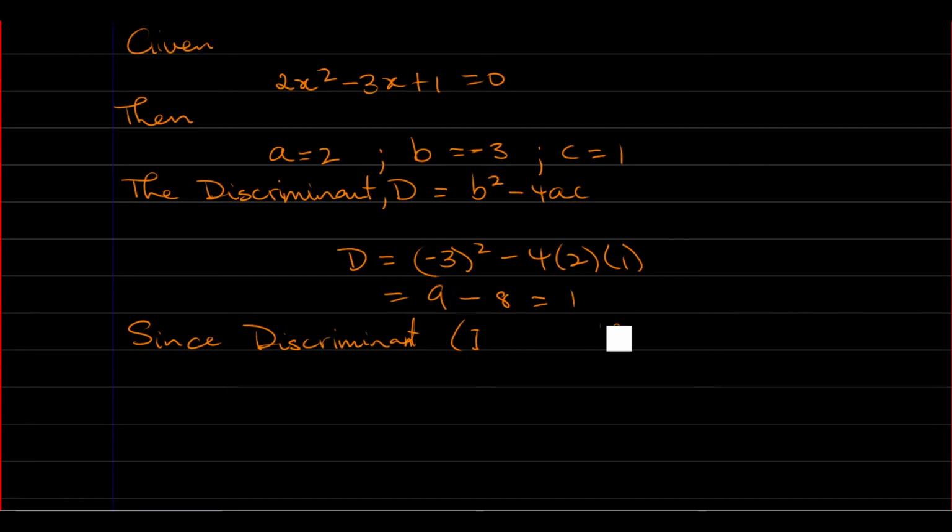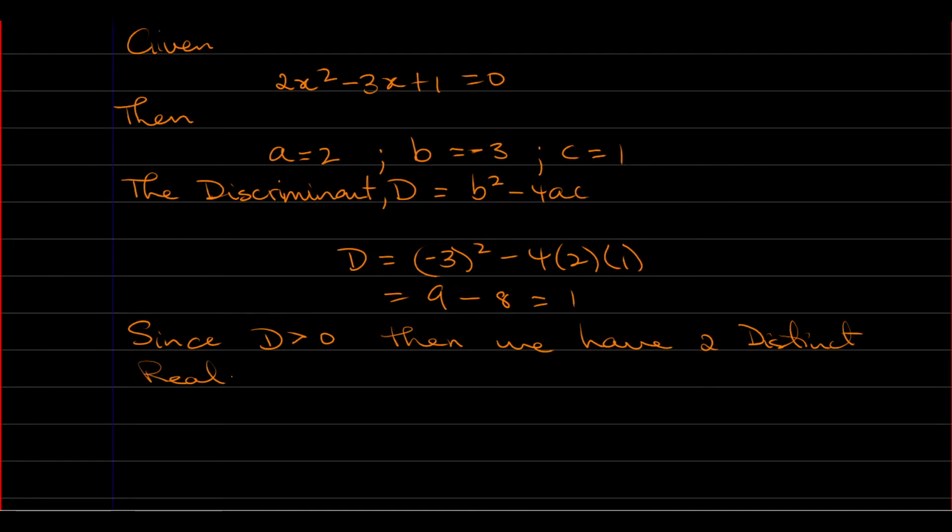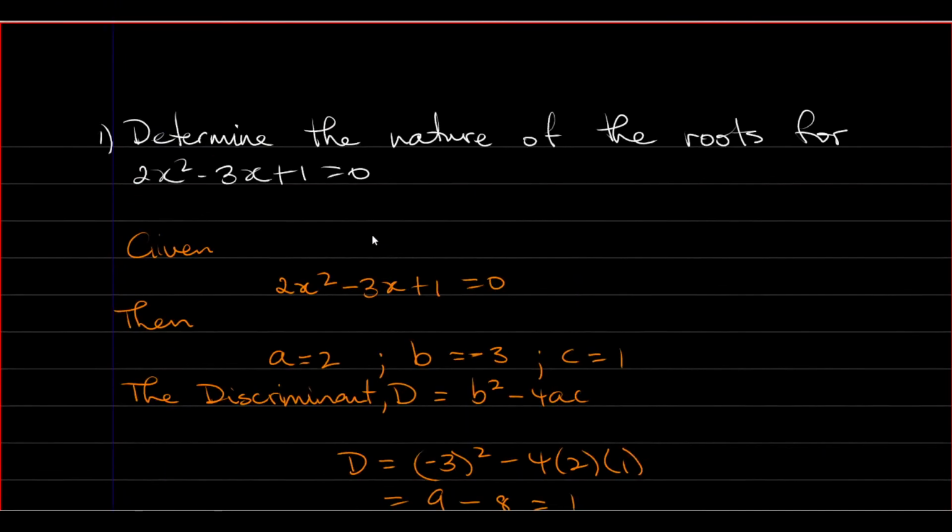you know what, I wrote that wrong. Since d is greater than 0, then we have two distinct real roots. That is the solution to the first question. Let me just change this here. I'll just call this example 1. That's the first example that we did.